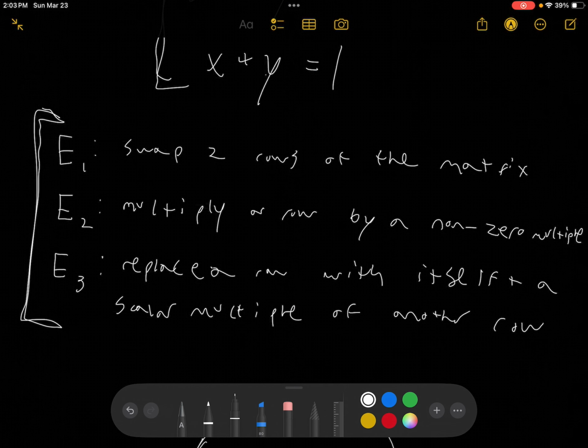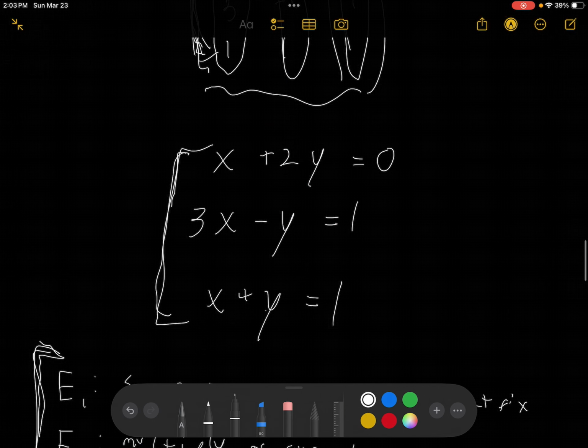So those are our 3 main elementary row operations that will keep a matrix the same. And now in our next video we're going to go into the next topic, which is how we can use these elementary row operations.